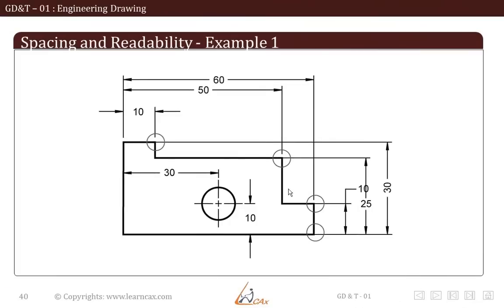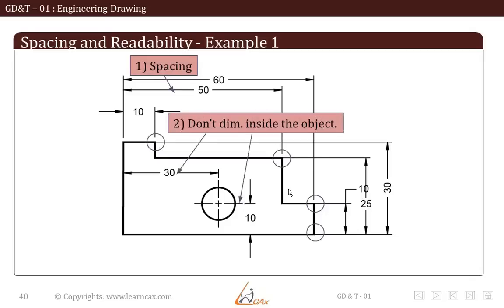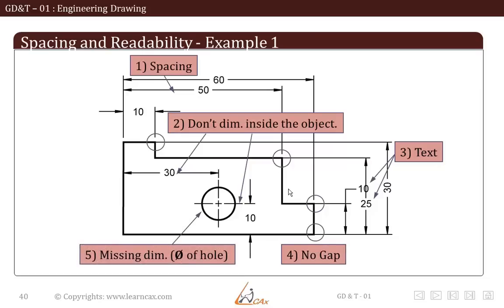Now let's focus on each of them. The first one is the spacing, which is not adequately given. Then we have dimensions inside the object, which should be avoided. Then the text is overlapping another dimension, hence it should be avoided. Then you have an extension line with no visible gap at all from the part. And one last thing, the diameter of the hole is missing.